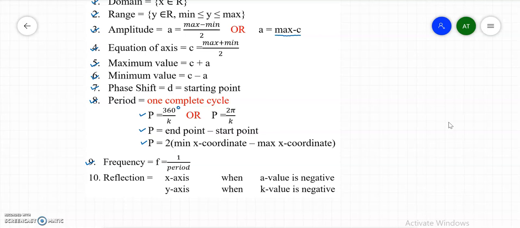And we also have reflections in the sinusoidal functions as well. So we have a reflection in the x-axis when the A value is negative, and we have a reflection in the y-axis when your K value is negative, right?